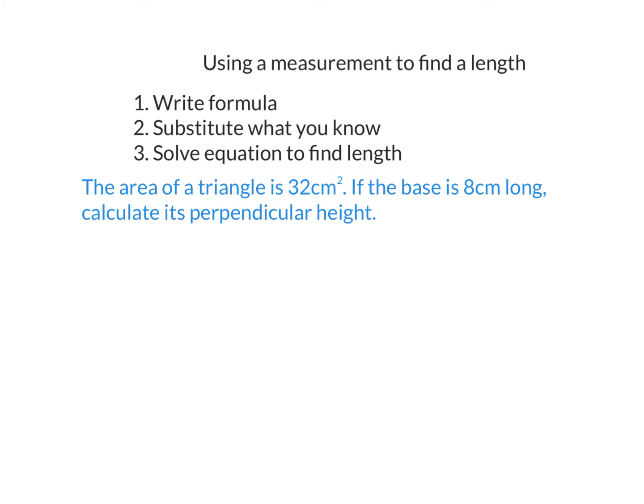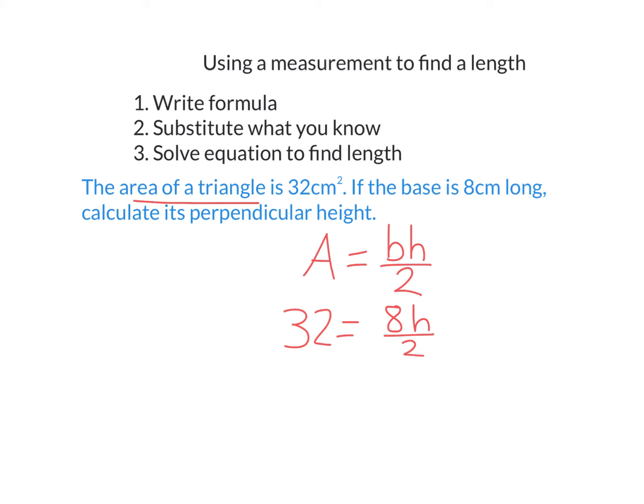The area of a triangle is 32 centimeters squared, base is 8, what's the perpendicular height? So we're going to start by writing the formula. Because this is about the area of a triangle, we're going to write the area of a triangle formula. So this is just what I gave you on a previous slide. Now we're going to substitute what we know. We're going to change A, the area, to 32. I didn't do any maths there. I was just told A is 32. And we're told that base B is 8. I still don't know the height, so I'm just going to write H.